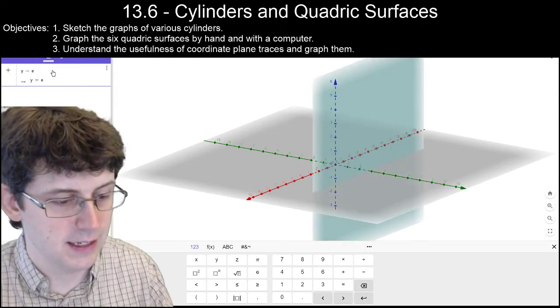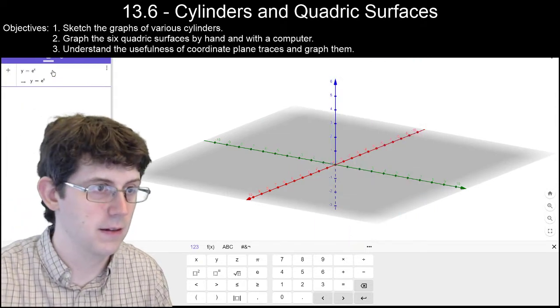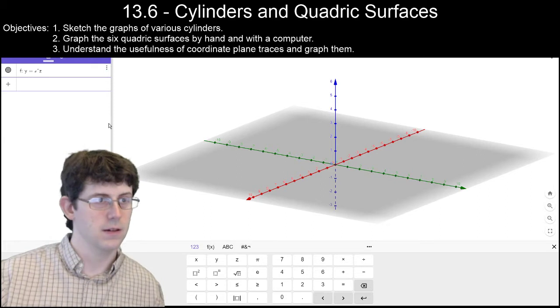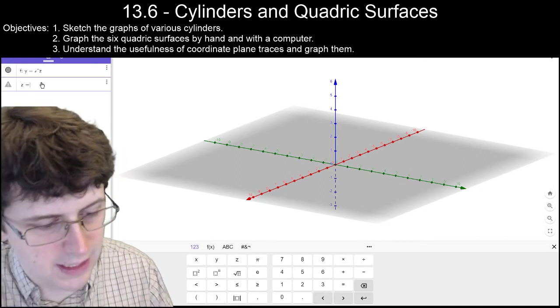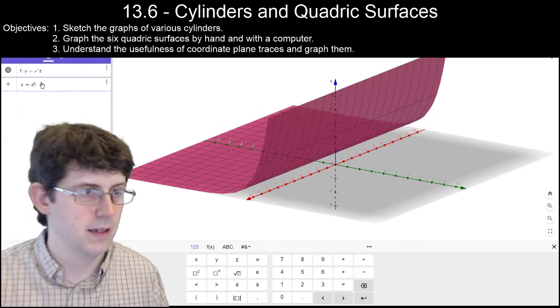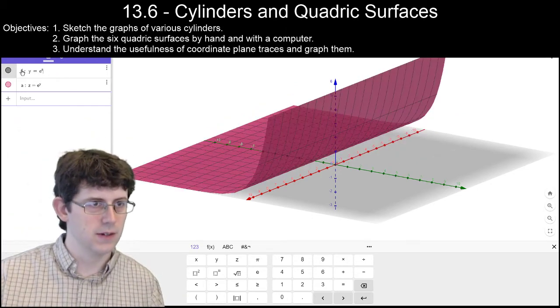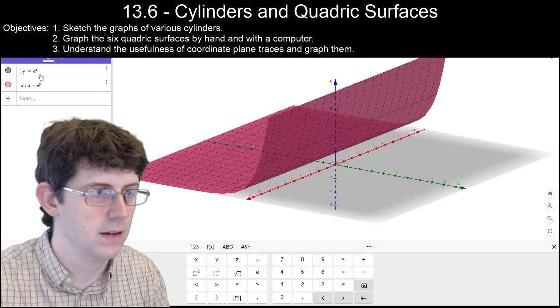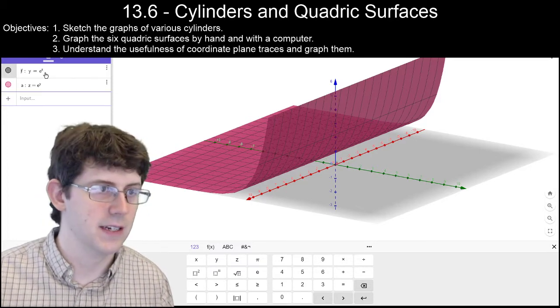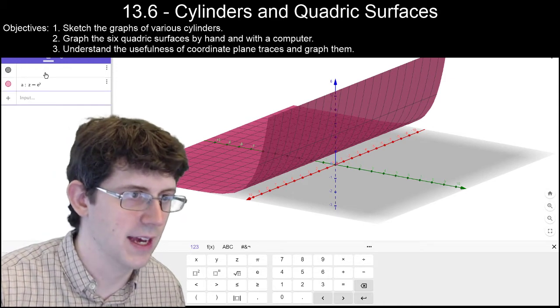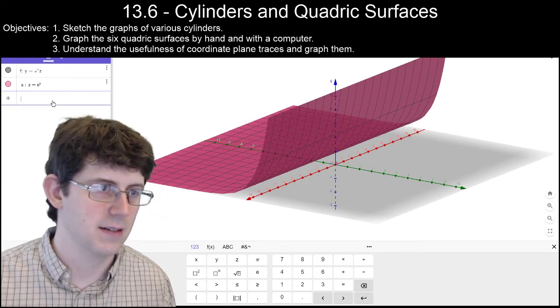Y equals e to the z. And let's do z equals e to the y. This one didn't work at all. This one is not doing what I want it to do. I'm not sure what it's doing with the F there. So I'll just make a new one.